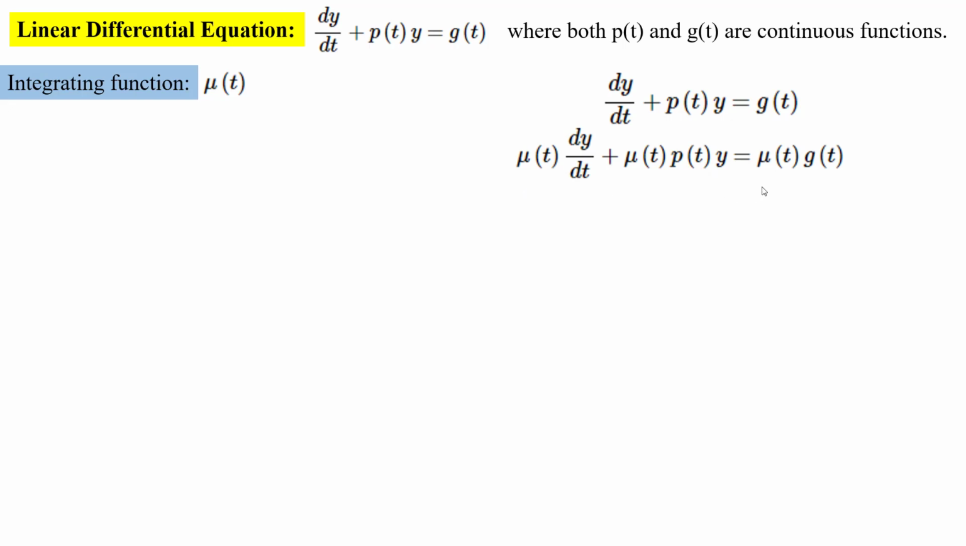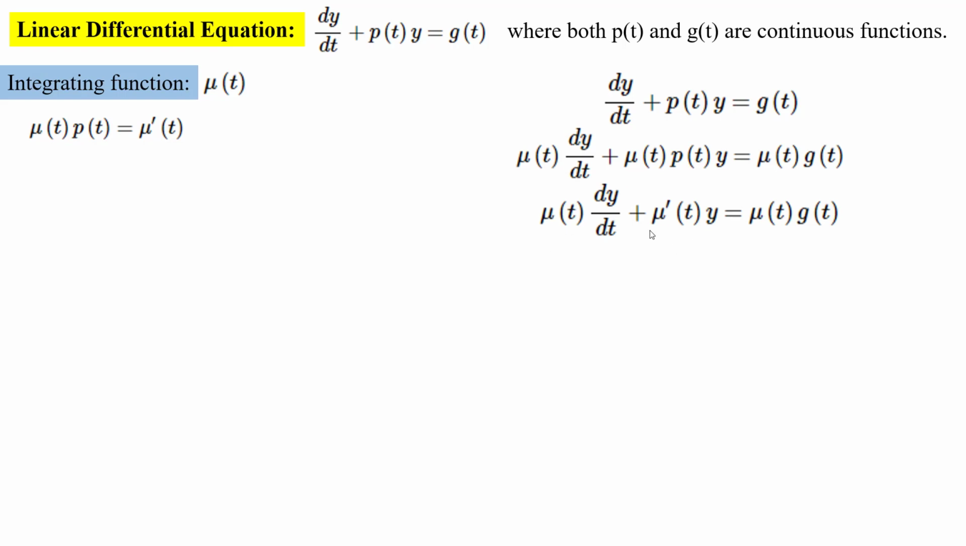This almost looks like the product rule, doesn't it? Mu of t times dy/dt plus y times... if somehow mu of t times p of t was equal to the derivative of mu, then the left side would be the product rule. So let's say that the derivative of mu of t is equal to mu of t times p of t. I'm going to replace mu of t times p of t with the derivative of mu.